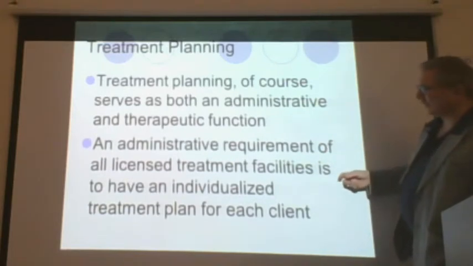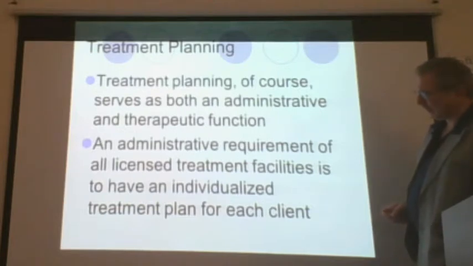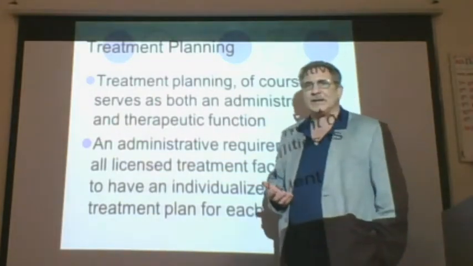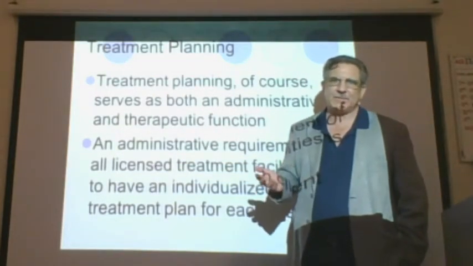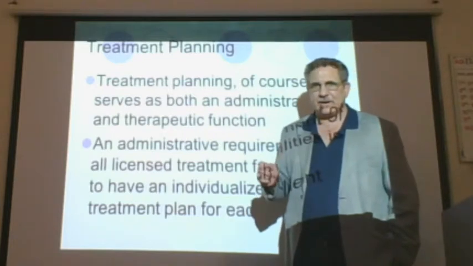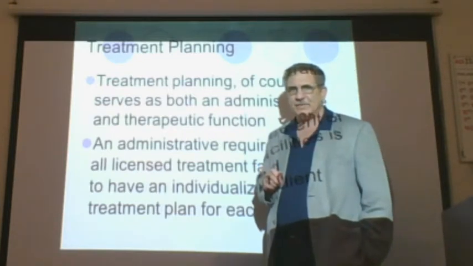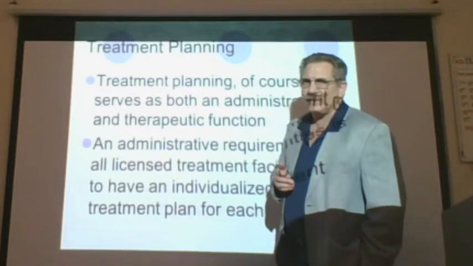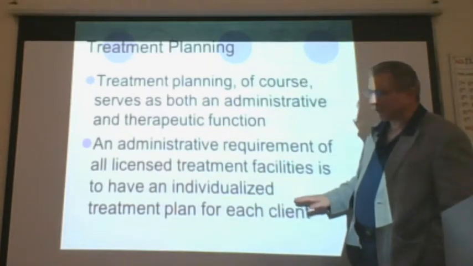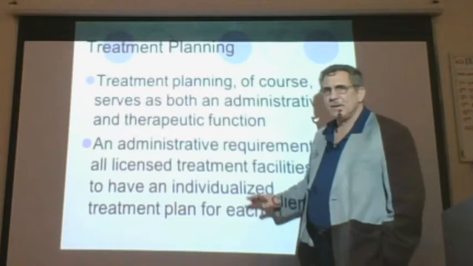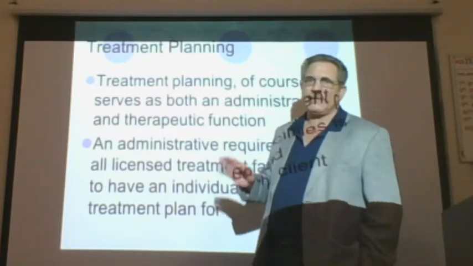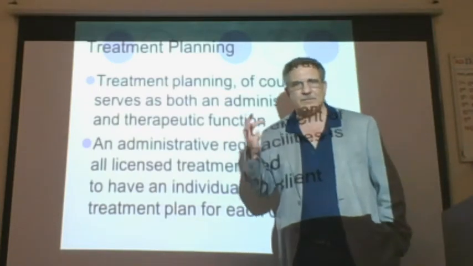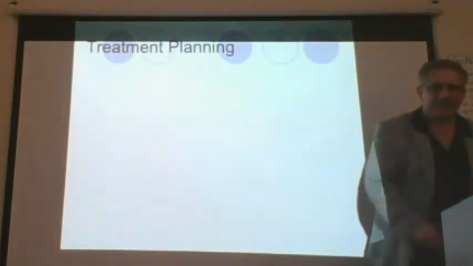An administrative requirement of all licensed treatment facilities is to have an individualized treatment plan for each client. This is very important. A lot of times therapists will get lazy because you've got large caseloads and lots of paperwork. So you make the treatment plans generic. Treatment plans are not to be generic. You cannot do a generic treatment plan. All right? Treatment plans have to be individualized for each client, and treatment plans have to be, again, measurable. They have to be reasonable. They have to be goal-oriented, and they have to be attainable. Attainable, reasonable, goal-oriented, measurable. All right.